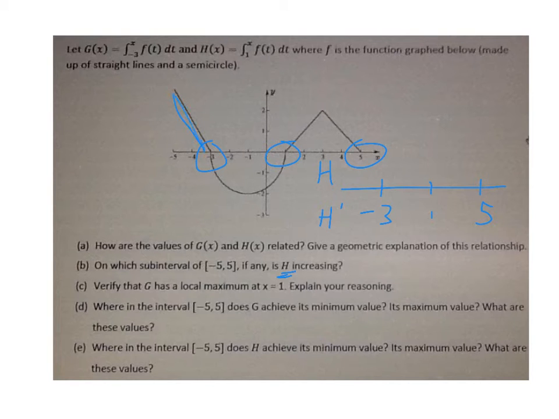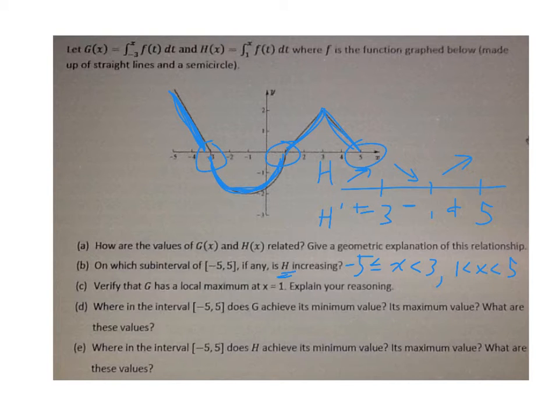Well, before -3, we have positive numbers, so we are increasing. Between -3 and 1, all of our derivative numbers are negative, so we are decreasing. And between 1 and 5, all of our numbers are positive, and we are increasing. So it looks like, when are we increasing? We're increasing when x is greater than or equal to -5 and less than -3, and when x is greater than 1 and less than 5.